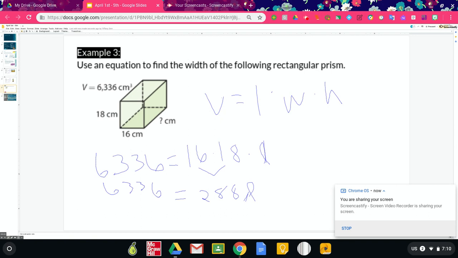So the next step would be to divide by 288 on both sides. Divide over here. So 6,336 divided by 288 equals 22, and in this case it's centimeters. All right, copy all that down, glue it into your notebook, and then move on.